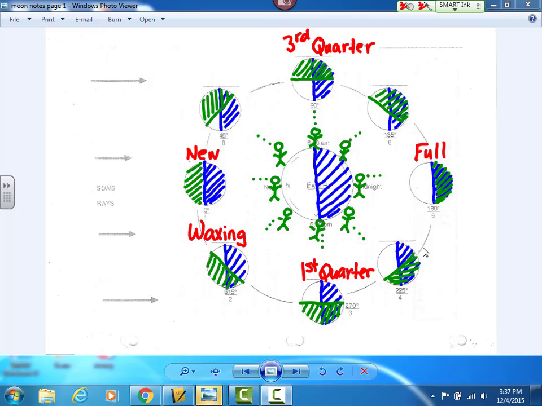Waxing crescent. The one on the top, the amount of light is now getting smaller, so that's going to be waning crescent.